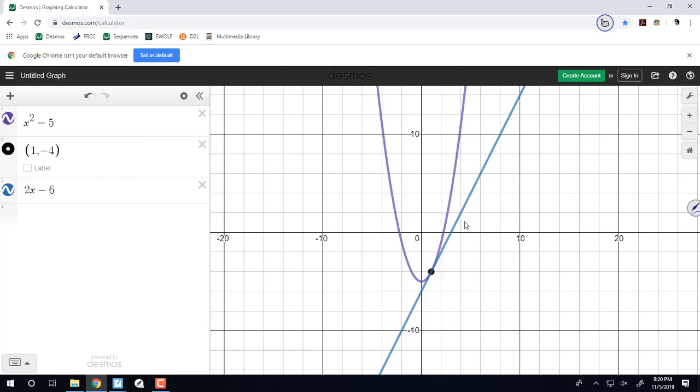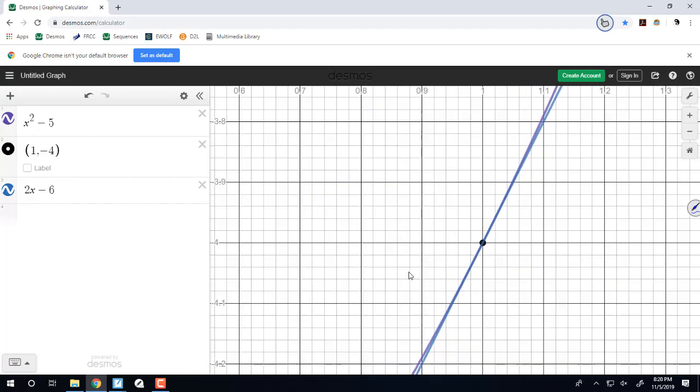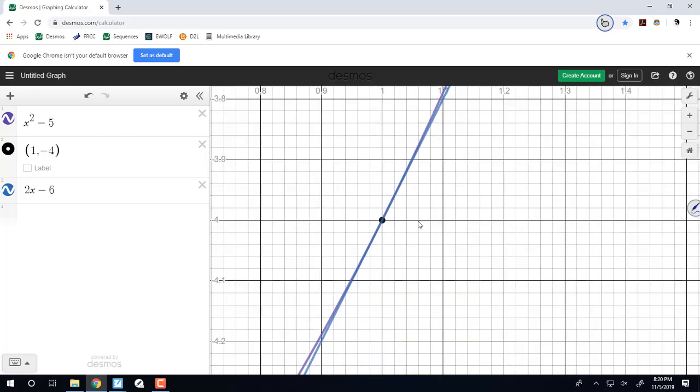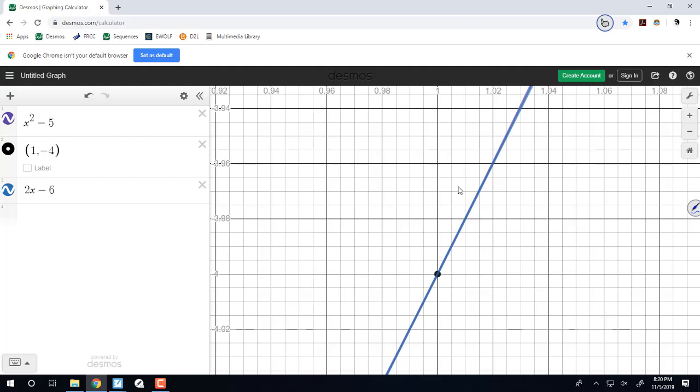Once we're zoomed out, we can see clearly that it's not a great approximation. As long as we're around that x value of 1, it's a pretty good approximation, right? We can even see, up close, a little closer now, the difference between the parabola and the line. But as long as we're close, you don't see the difference. So if we're approximating values on that parabola near 1, we can use this line 2x minus 6 instead.